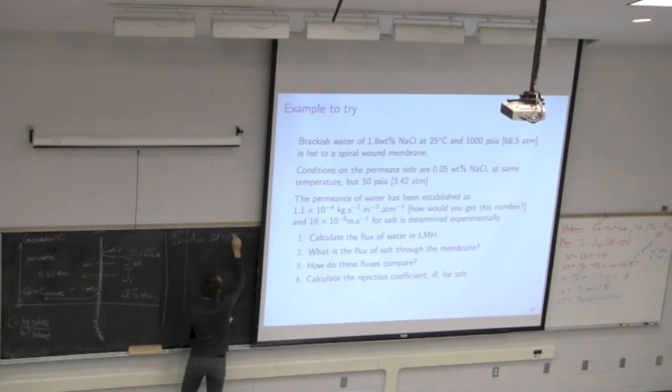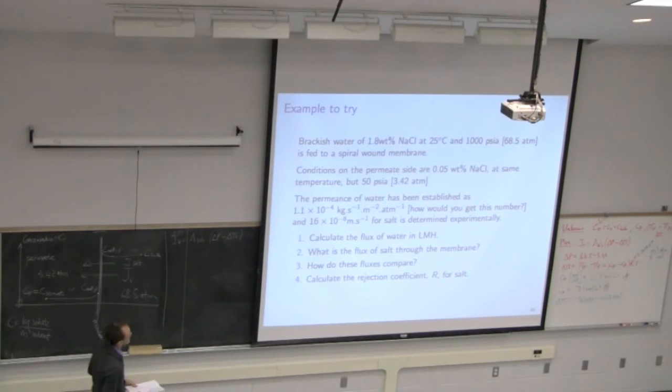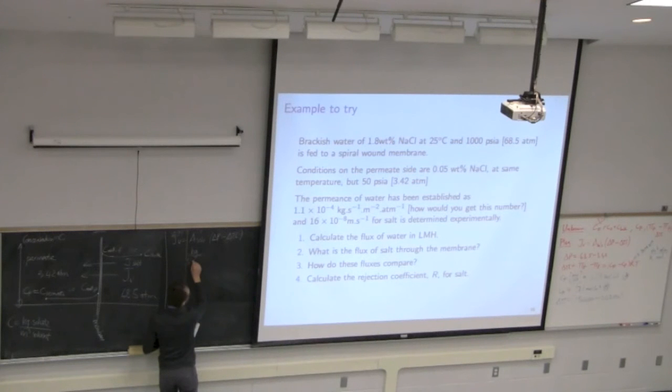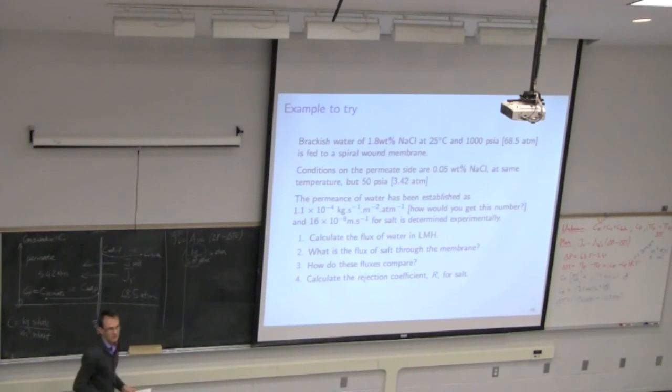minus delta pi. So delta P and pi are given to us in atmospheres. This constant over here, 1.1 times 10 to the minus 4, is given as kilograms per second per meter squared atmosphere. So let's just do a quick check on the units. Kilograms per second per meter squared atmosphere multiplied by atmosphere. We're going to get a mass flux.